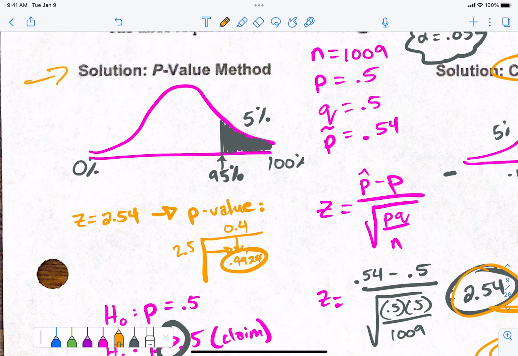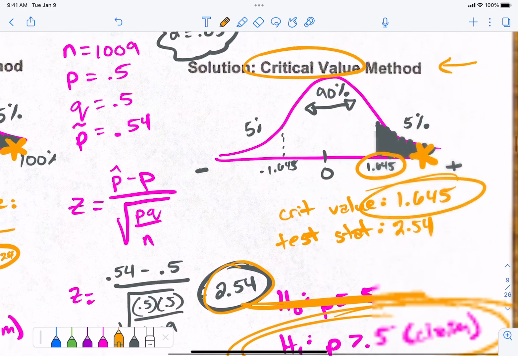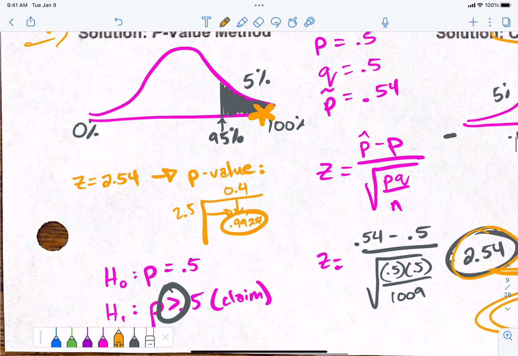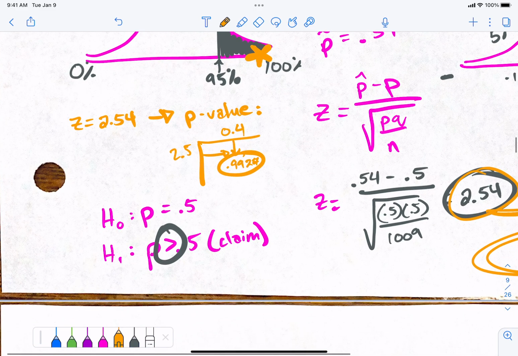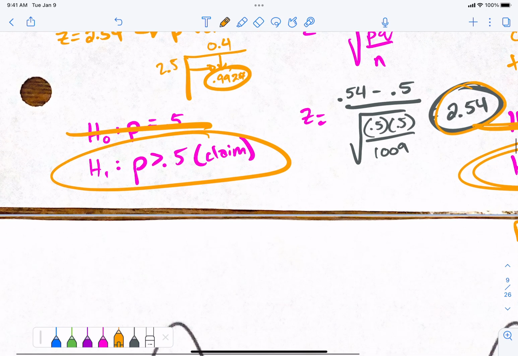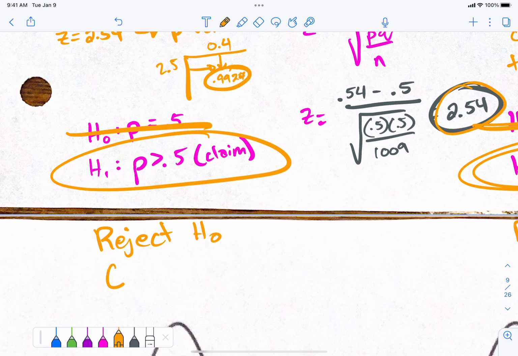Where does 99.27 live? All the way over here. Same as it was here. Same results, but a different way, right? So that means we're going to cross this off and we're going to circle this. So we still get reject H naught and we still get claim true.